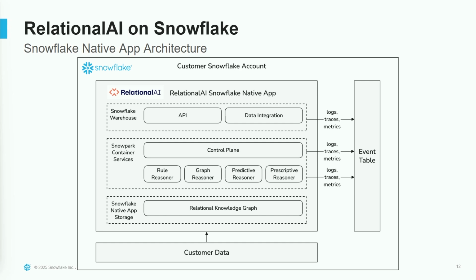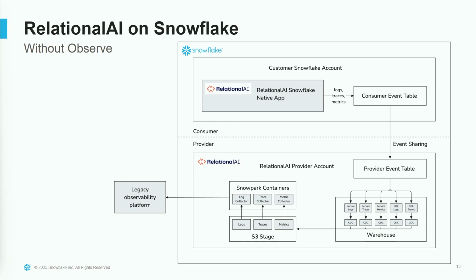All right. Now, we have all of this data, and we need to get it to our observability platform. So in the native app model, there's a consumer and there's a provider. Everything I've just been showing you happens on the consumer account, and in our case, those are customers running our native app in their account. Now, all of that telemetry lands in what I'm calling the consumer event table here. That's just the event table in the consumer account. And then gets shared with what is called event sharing to the provider event table.